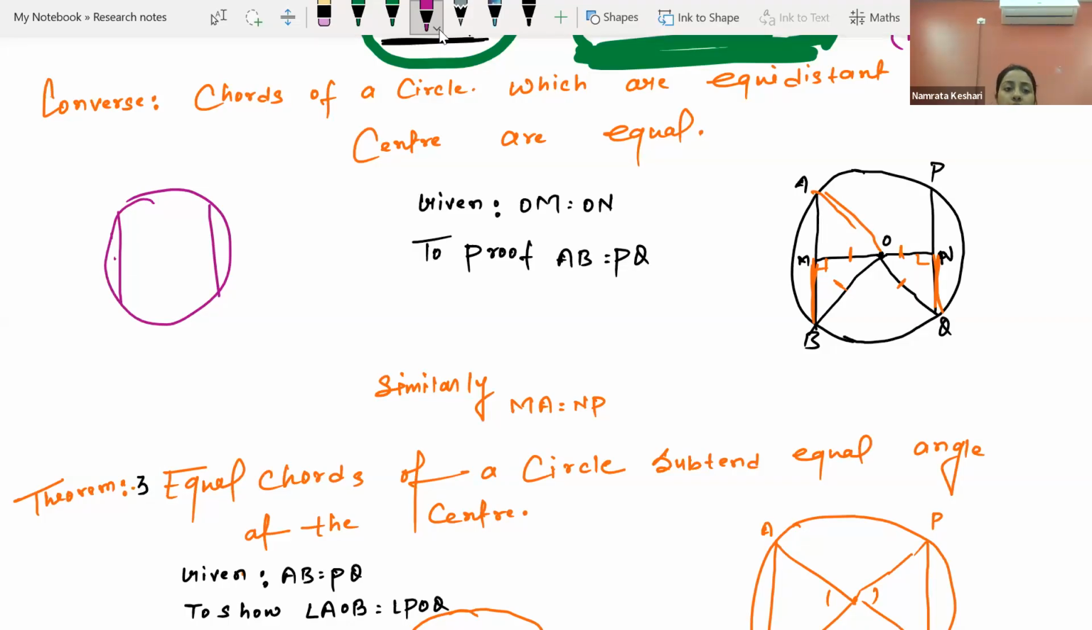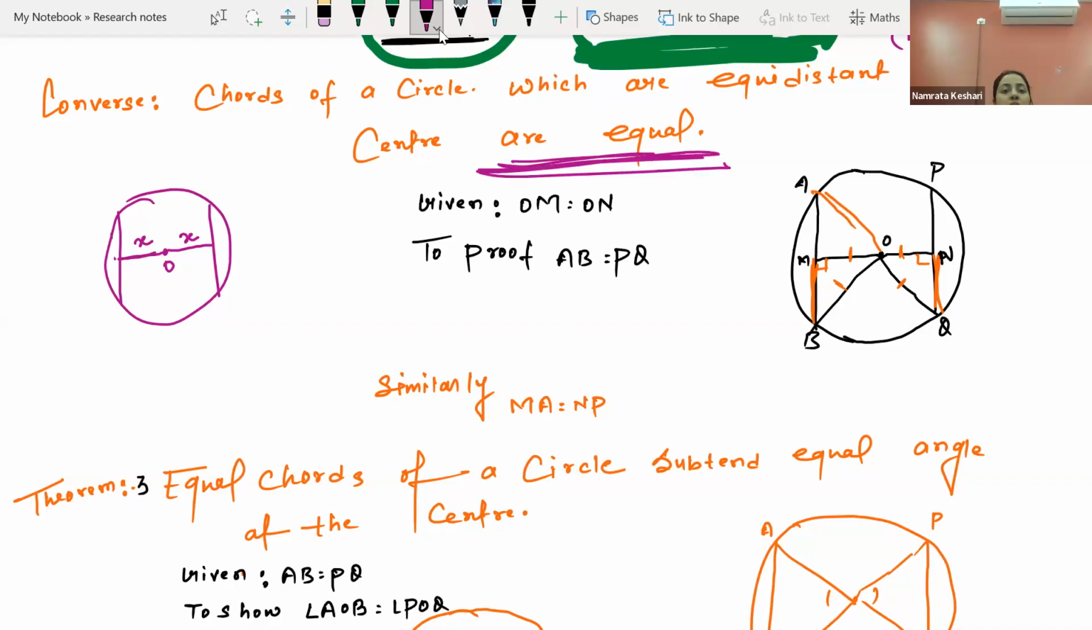But we know that the distance of this chord from the center O and the distance of that chord from the center O, these two distances are the same. If this is X, this will also be X. That's what is given in the question. Then prove that the chords are equal.